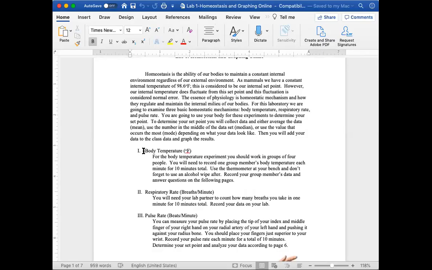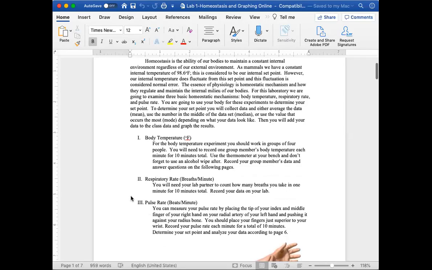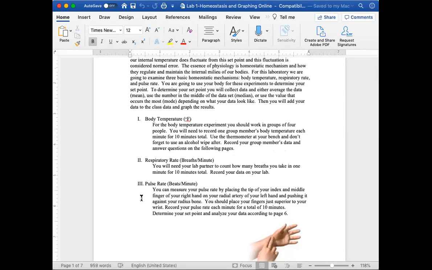record your body temperature. So you're going to take 10 measurements of your own body temperature, and record those and then figure out your set point. And then you're going to do respiratory rate, and that's just counting your breaths per minute, right? And then your pulse rate, and your pulse rate is beats per minute.